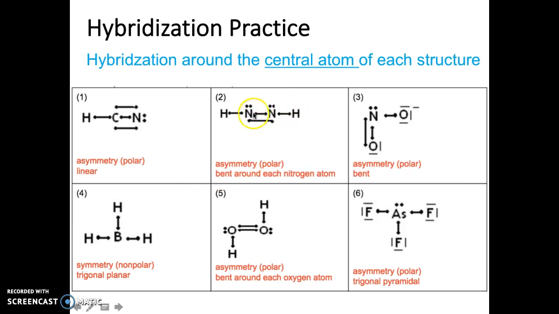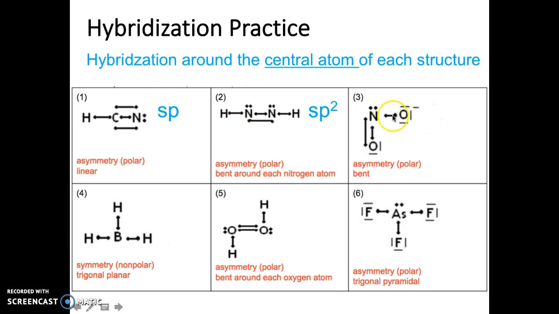You count how many hybridized orbitals are necessary around the central atom. So nitrogen has one lone pair, which requires a hybridized orbital. Here's another sigma bond, which requires a hybrid orbital, and then another sigma bond between the nitrogen and nitrogen. And so it needs three hybrid orbitals. And so you'll have to mix one s and two p's to make three sp2 hybrid orbitals. Okay.